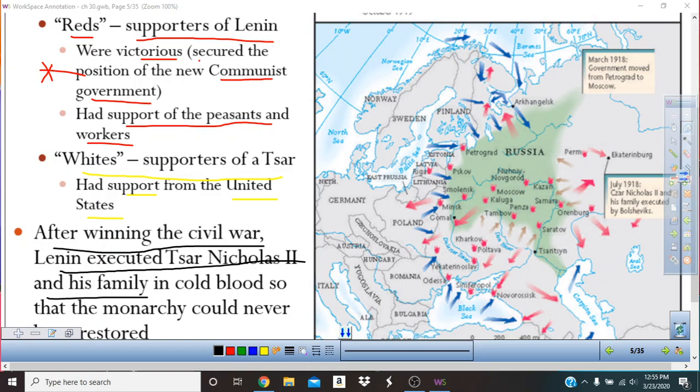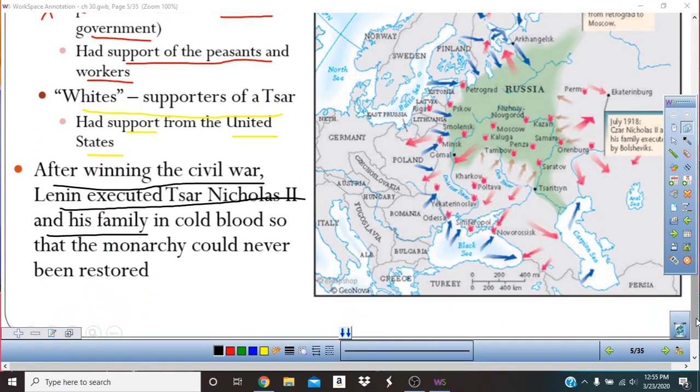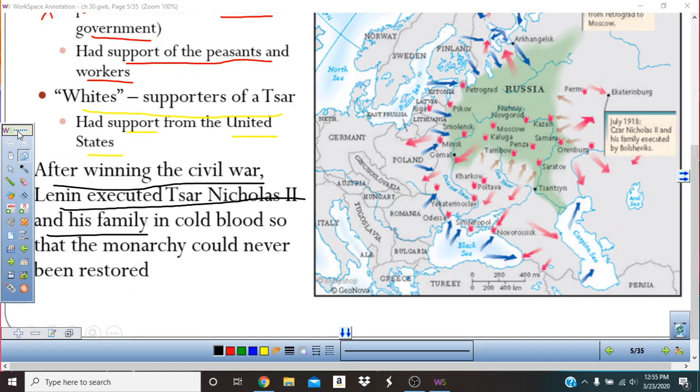The United States was backing the Whites, and in the end, long story short, Lenin is going to win. His armies will win this civil war, and Tsar Nicholas II and his entire family are going to be executed. You know, the Romanov family that had control of Russia since the 1600s. Now, their entire family will be wiped out.